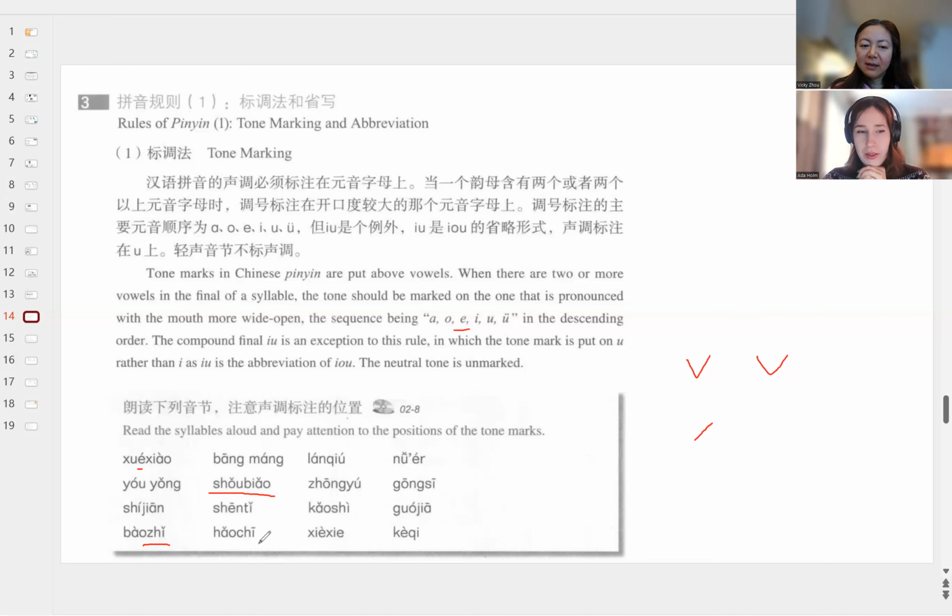Okay, then. The same like today we learned this curtsy, xiexie. Again this one. Bao chi. Very good. 很好, 报纸. 好的.